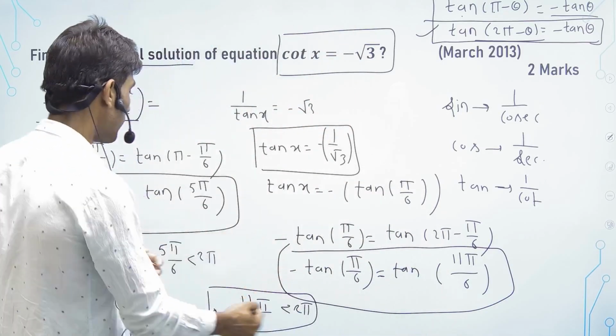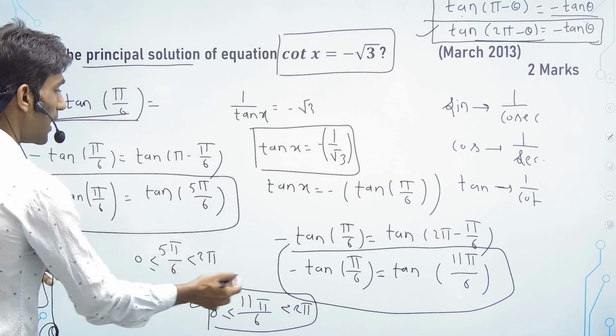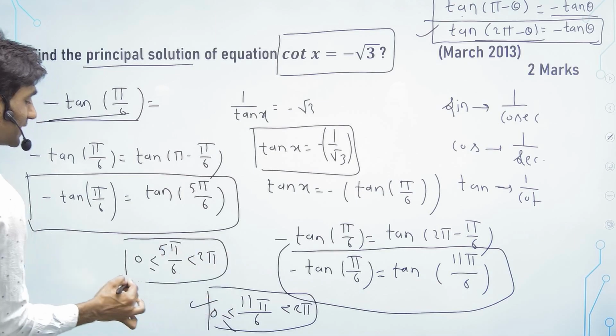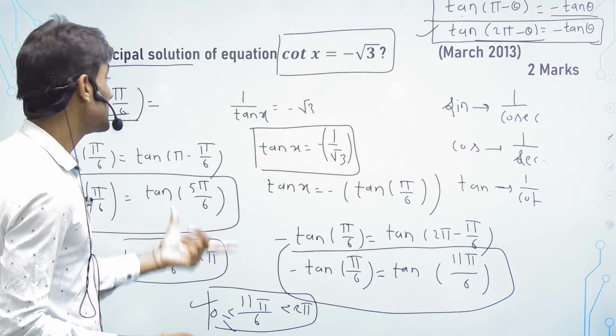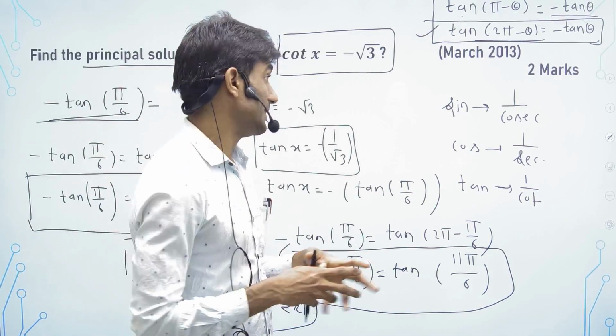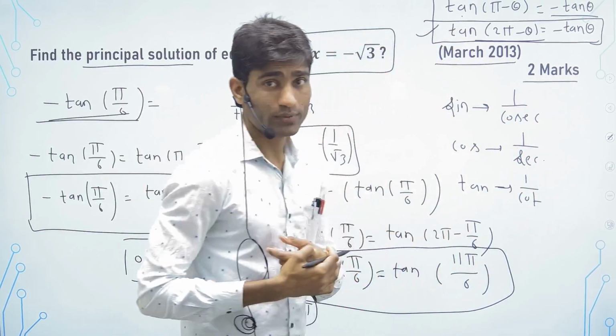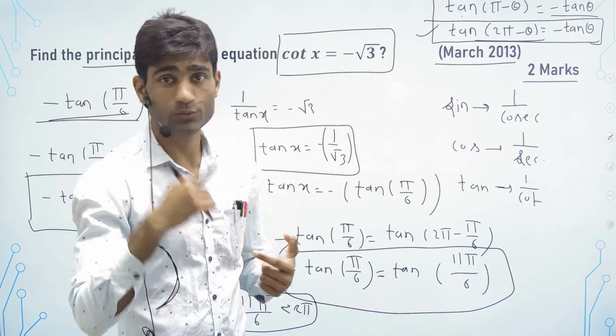I hope you all have understood this theta and this other theta. This is our required principal solution for our trigonometric equation, which was asked in March 2013 for 2 marks. I hope you all have understood. Now let's move to another example.